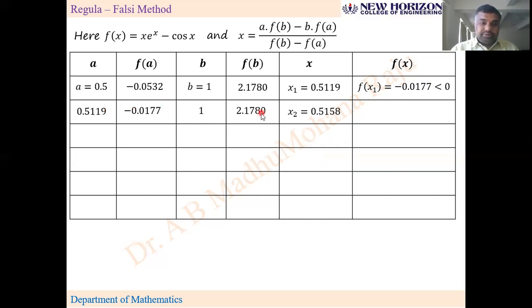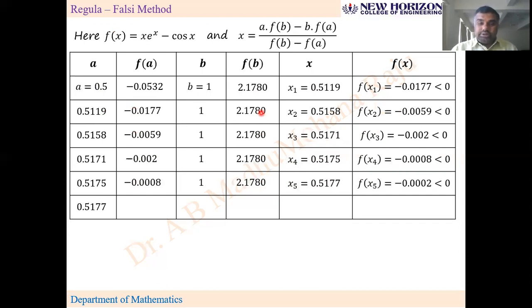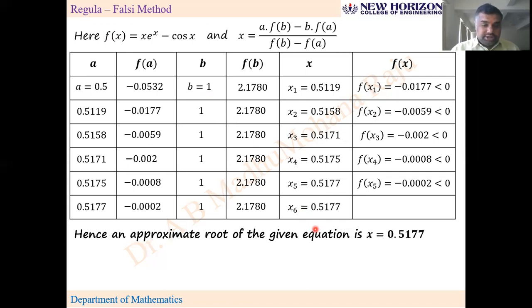And the same, repeat the procedure. You will get the approximate root at the 6th stage. See, even if you take the midpoint, you got the root at the 6th stage. If you proceed from 0 and 1 only, it may lead up to the 10th stage or more than the 10th stage. Hence, an approximate root of the given equation is x equal to 0.5177.